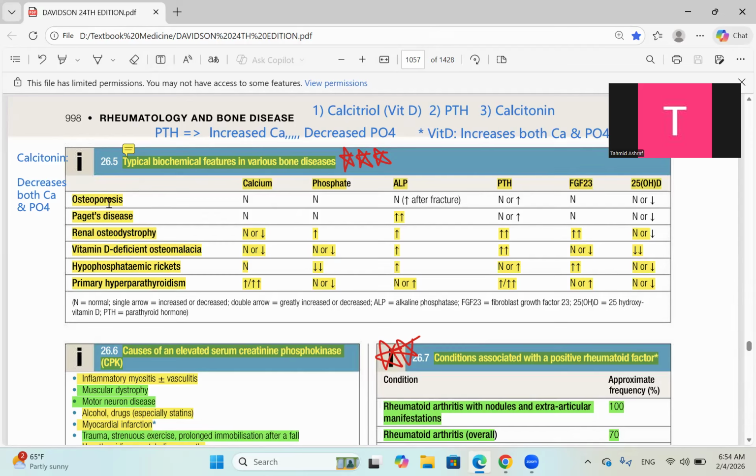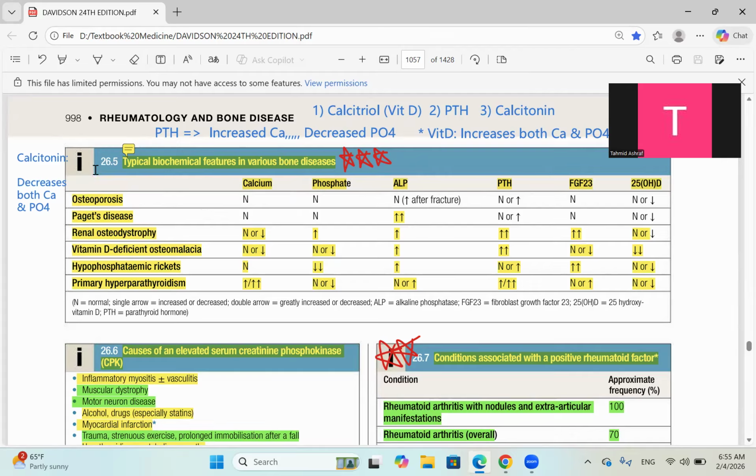So in osteoporosis, you will get a BMD score of minus 2.5 or below. You will get radiological osteopenia, and you will find that all the biochemical features are normal. Biochemical features means calcium, phosphate and alkaline phosphatase levels are normal.